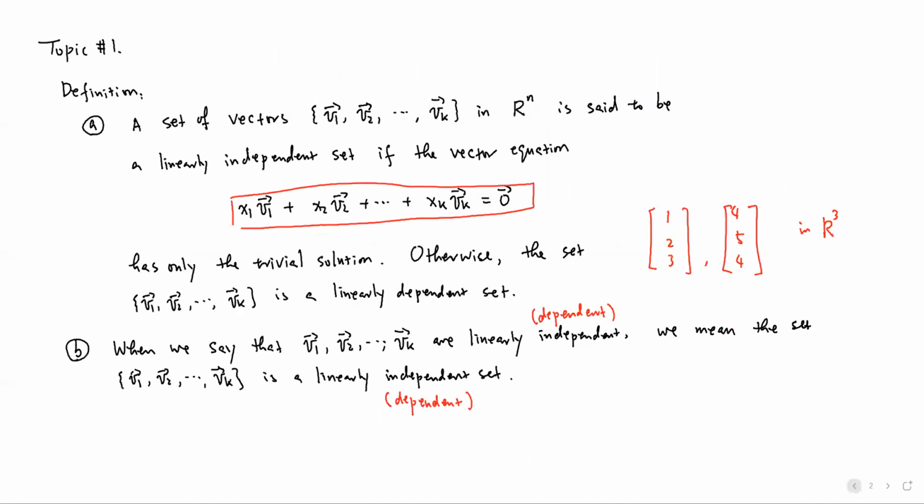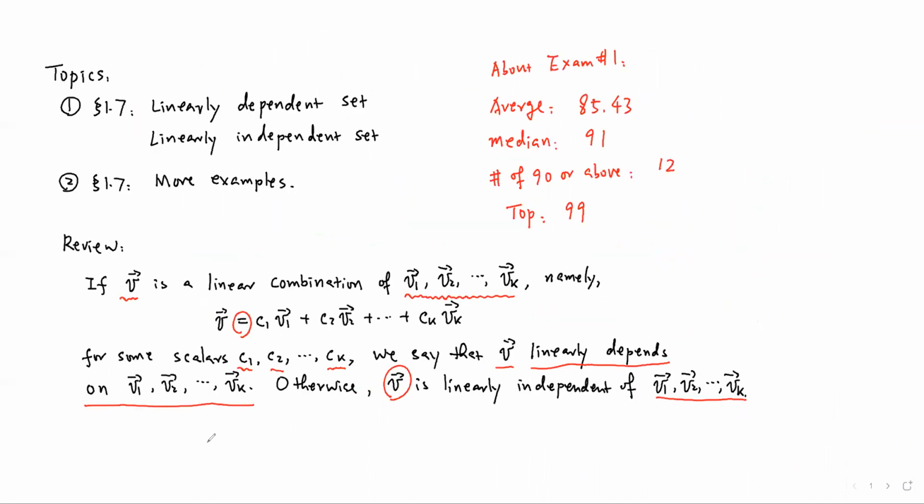Second topic. Topic 1, I'm done. I introduced the concept of a linearly dependent set and a linearly independent set, and then I proved a very important feature. Now, topic 2: more examples about these two concepts. Let me show you more examples.